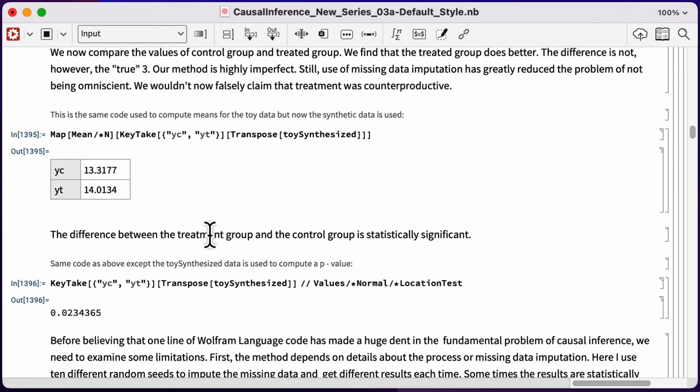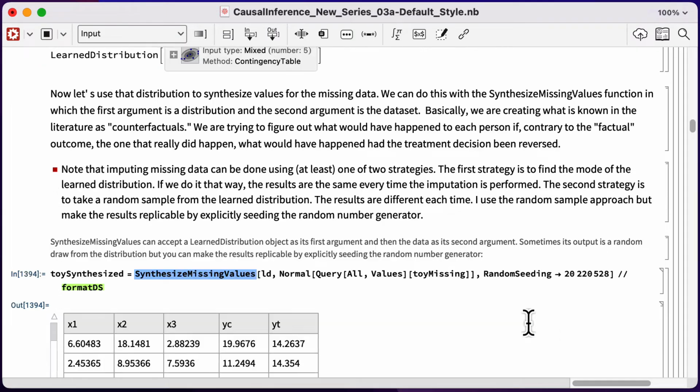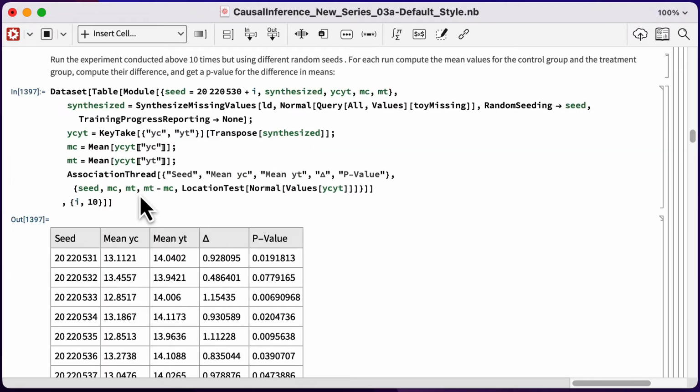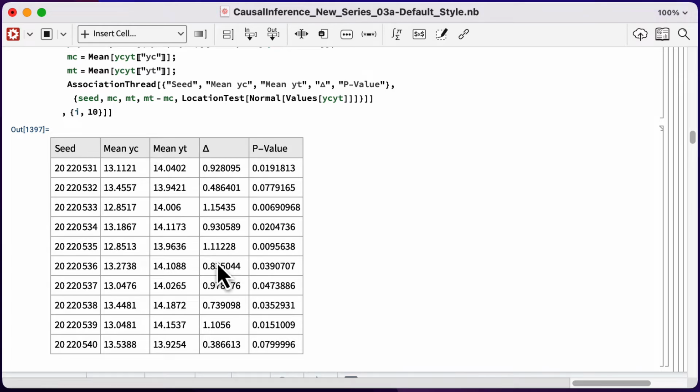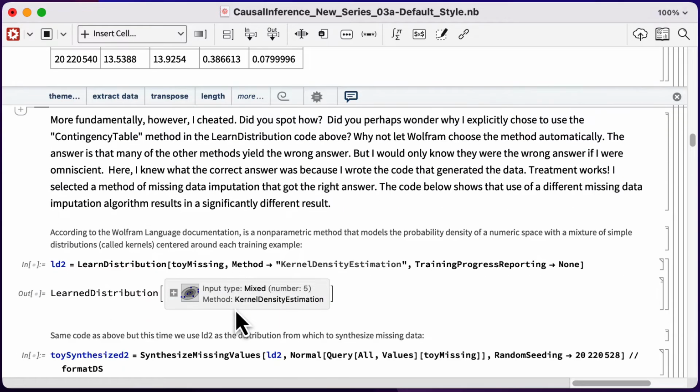What we can do is use different random seeds in this non-deterministic missing data synthesis. And what we're going to see is that the results I get depend on just random factors. Sometimes, actually I just had a good run. Sometimes the treatment is better. Actually, in all of these examples, it is. Other times, I can tell you quite honestly, we do not get as good results. And indeed, it depends on weird things like the method that I use to learn the distribution.